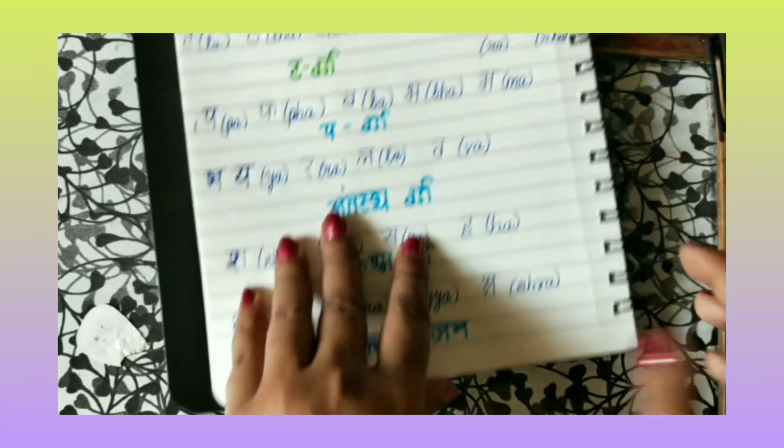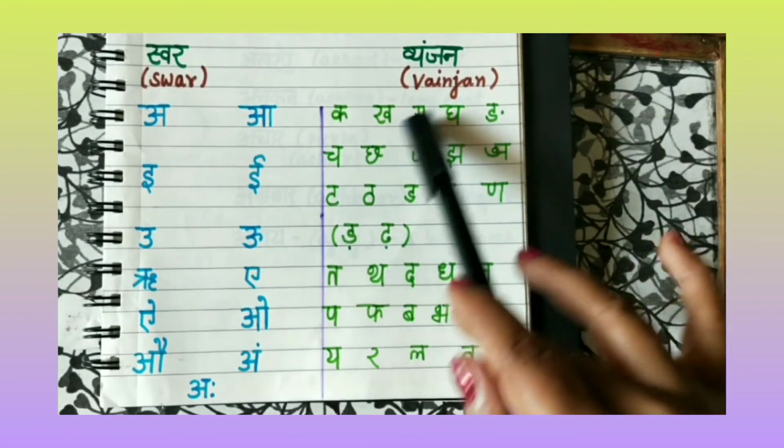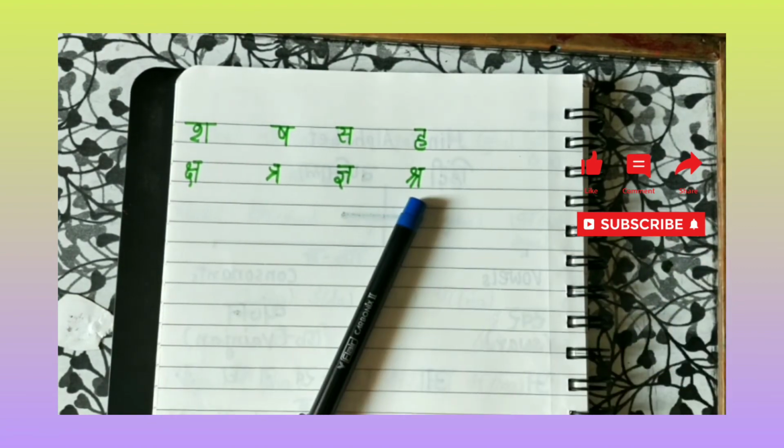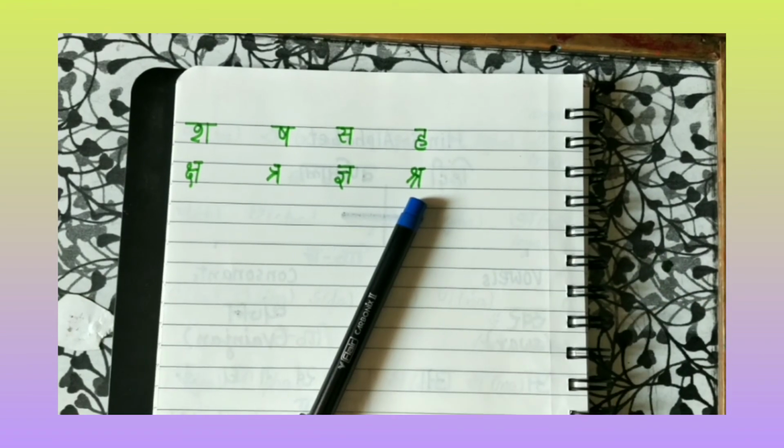Okay, so these are the swar and these are the vyanjan. Okay, children, that's all for today's lesson. In the next upcoming videos, you will get more Hindi videos too. Okay, so bye.